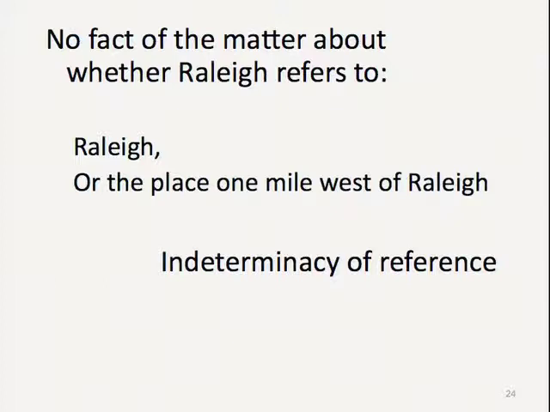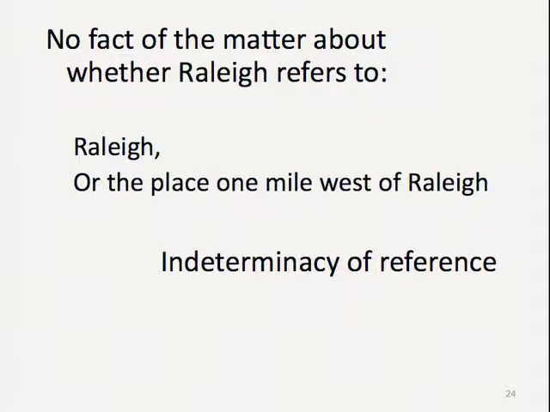But if Davidson's right about this, then there is no fact of the matter about whether the name, and that should have inverted commas around it, the name Raleigh refers to the person Raleigh or the place one mile west of Raleigh. And if it works for Raleigh and the place one mile west of Raleigh, well, it wasn't all that clever a trick. If I can do it like this, there are obviously going to be endlessly many different ways I could keep getting that effect, generating theories that are just variants of one another. So there's no saying what the name Raleigh really refers to. It doesn't really refer to anything.